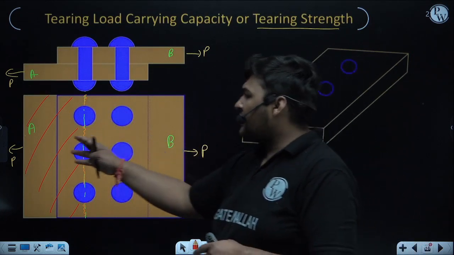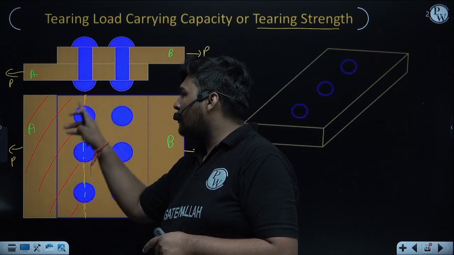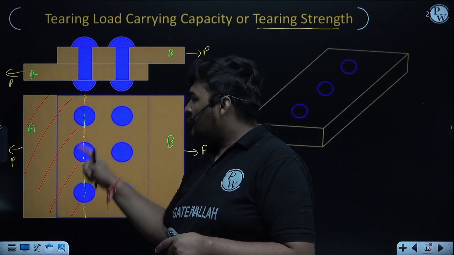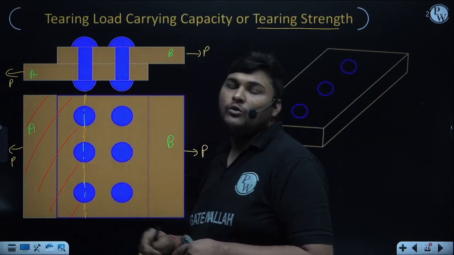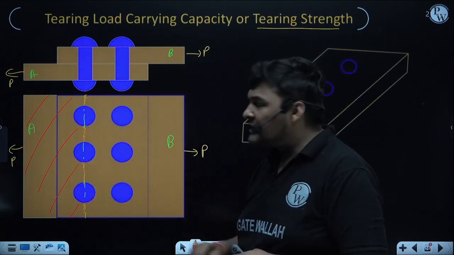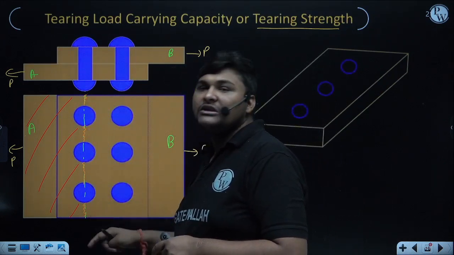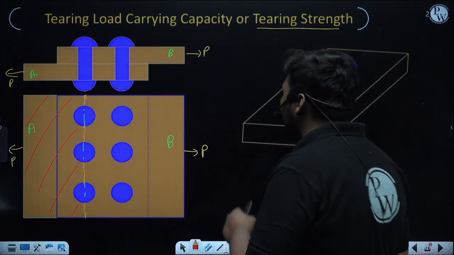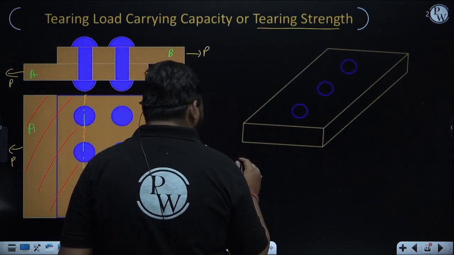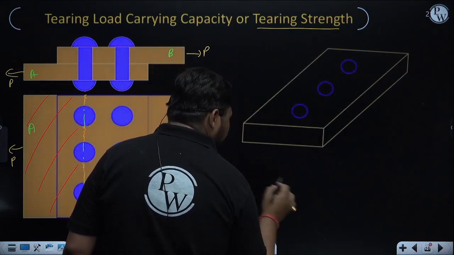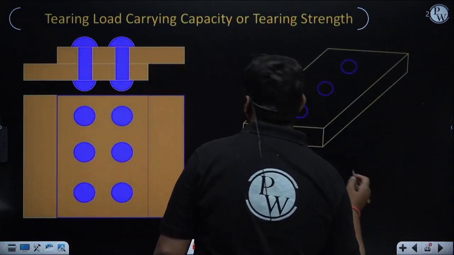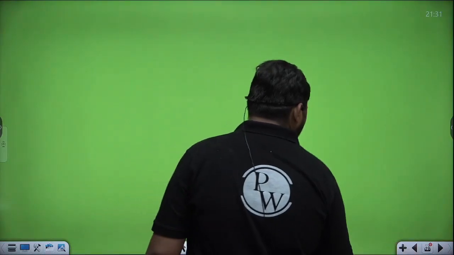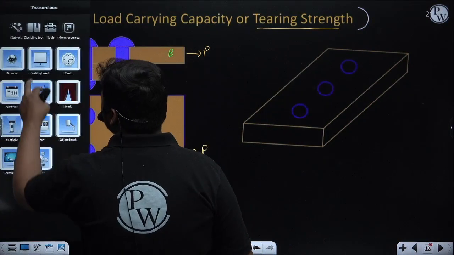So I have taken load of plate A, and the nearest row from it is this. If you want no tearing failure to occur in plate A, means the plate should not tear from this row, then the tensile stress coming in this section should be less than the permissible tensile stress of the plate. Now what tensile stress will come in this section? The formula to calculate tensile stress is very simple.